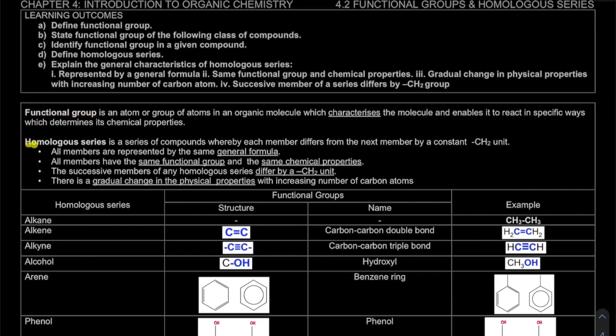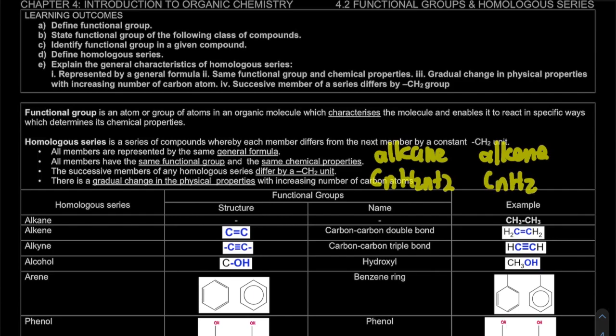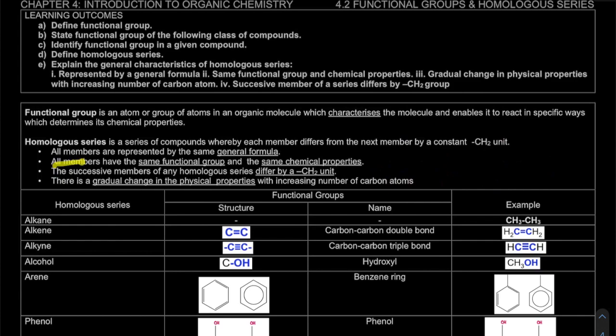So what's the definition for homologous series? It is a series of compounds whereby each member differs from the next member by a constant CH2 unit, where all the members are represented by the same general formula. For example, if your homologous series is alkane, it will follow the formula of CnH2n+2. But for alkene, it will follow the general formula of CnH2n. Okay, here it mentioned that all the members will have the same functional group and the same chemical properties. So if it has the same homologous series, it will have the same functional group.